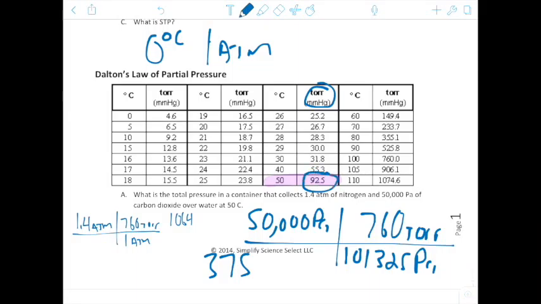So what we would do is add the partial pressures. We just add all the pressures together, that pressure plus that pressure plus that pressure, now that they're all in the same unit. And we would get a total pressure of 1,531.5 torr.